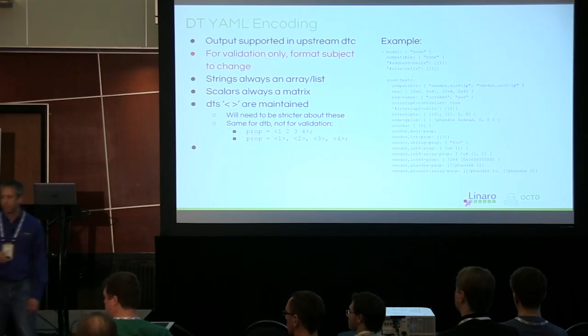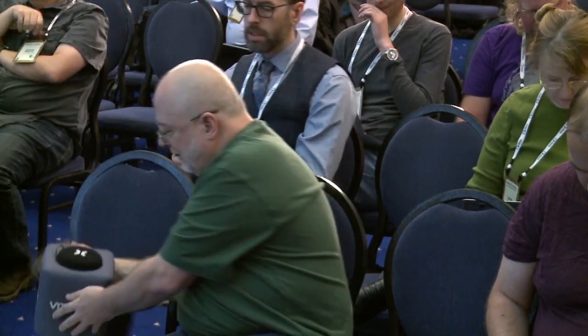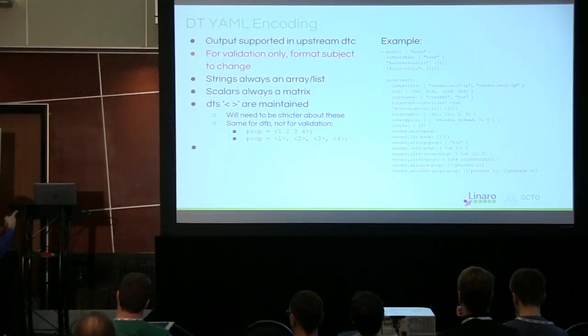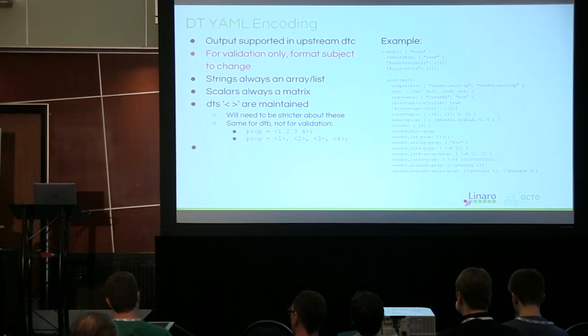Question? I noticed in the example that the scalar matrices have groupings that kind of encompass the type. Does that grouping come from the schema file? Or how does it infer how to group things in the arrays? Say in an example where it has one member and then a second array with three members. So DTS only allows basically that form. The YAML format could support different size types within a property, but in DTS we only support a single size for a property.